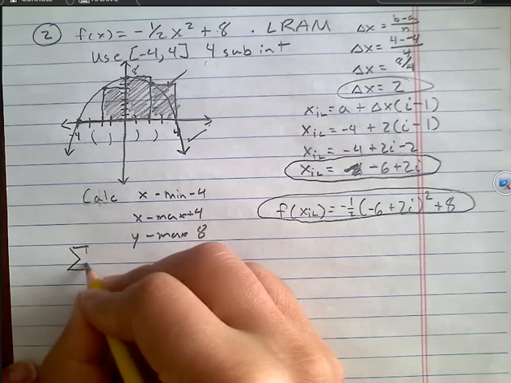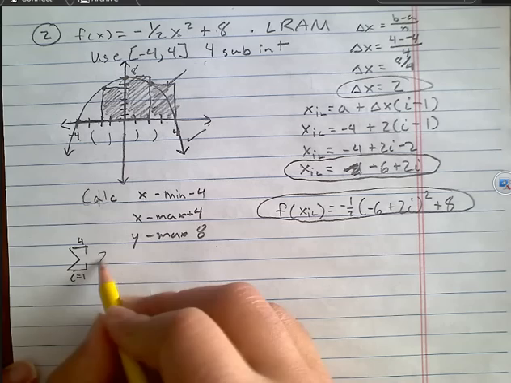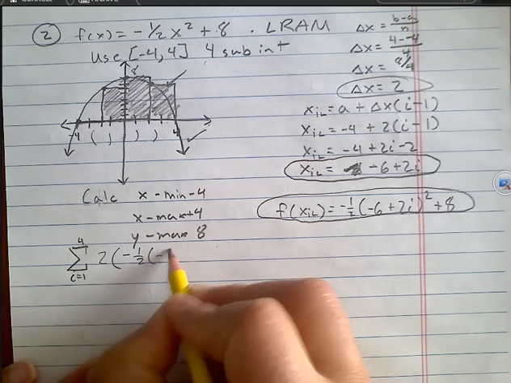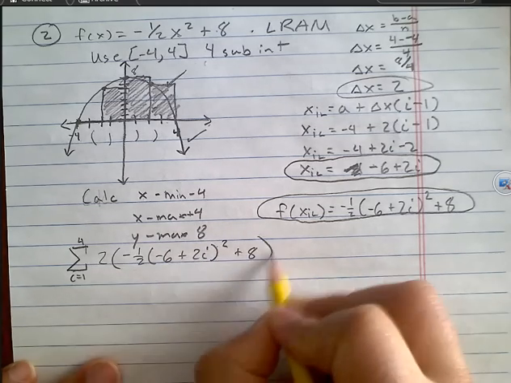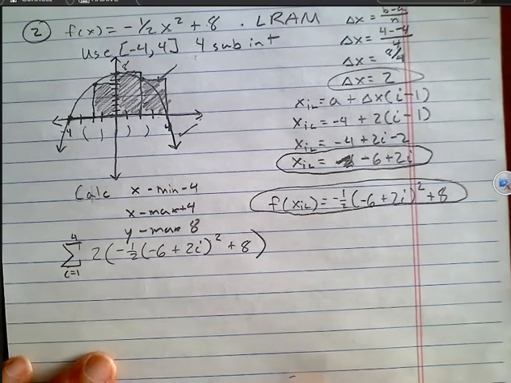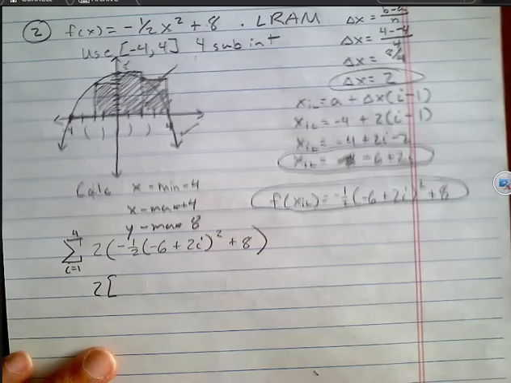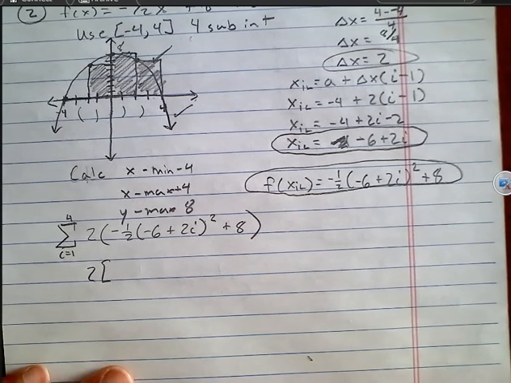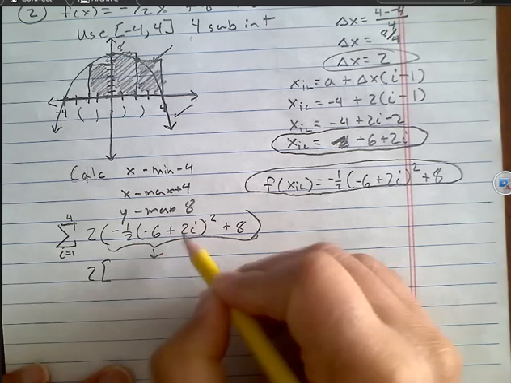Summation from 1 to 4, we're adding 4 rectangles. Delta x is 2. F of x sub i, L is negative 1/2 times (negative 6 plus 2i) squared plus 8. I'm going to do us all a favor. I'm going to factor that 2 out. Notice I don't have a calculator here, so if you don't have a calculator, this is what you're going to have to do. Now I'm going to plug 1, 2, 3, and 4 in for this stuff.